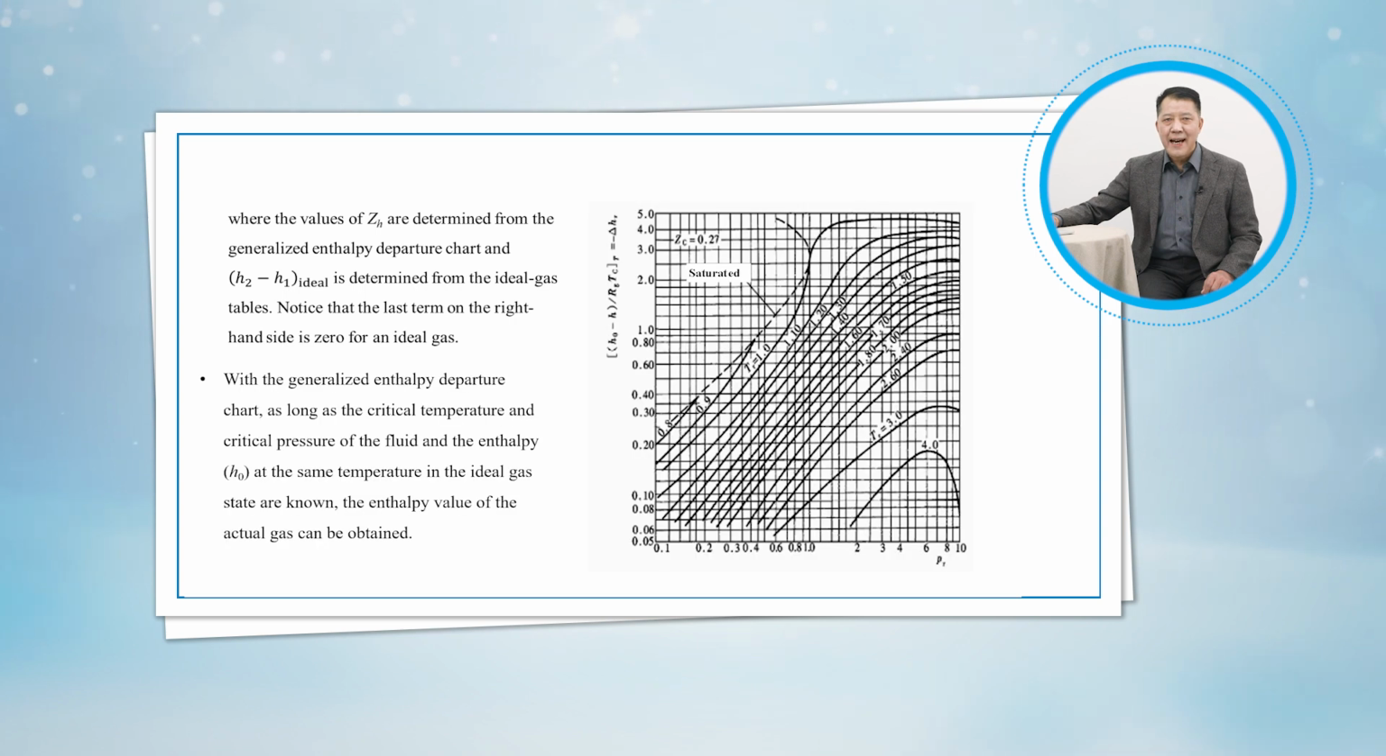With the generalized enthalpy departure chart, as long as the critical temperature and critical pressure of the fluid and the enthalpy at the same temperature in the ideal gas state are known, the enthalpy value of the actual gas can be obtained.